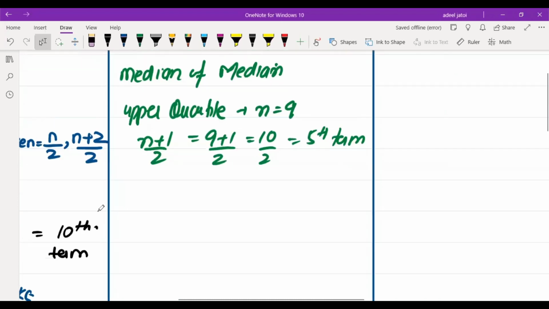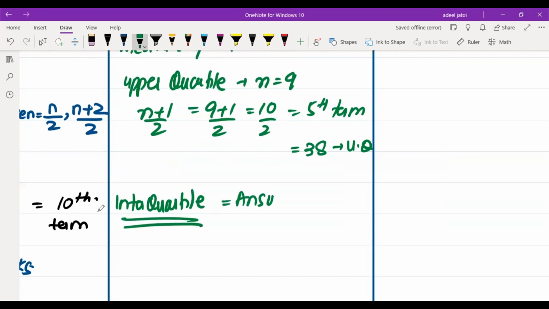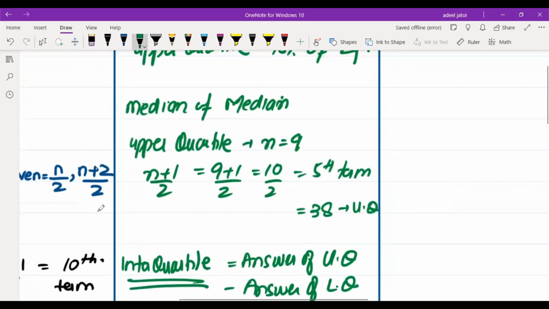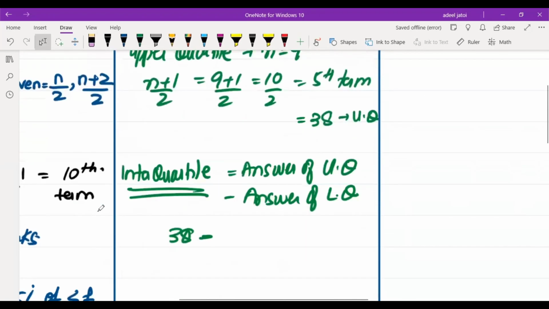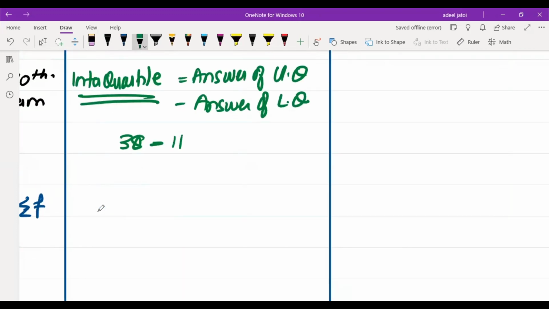We write down 38, which becomes the upper quartile. If the question wants the interquartile range, then the answer is the upper quartile minus the lower quartile. So 38 minus 11, since the upper quartile is 38 and the lower quartile was 11, will become 27.